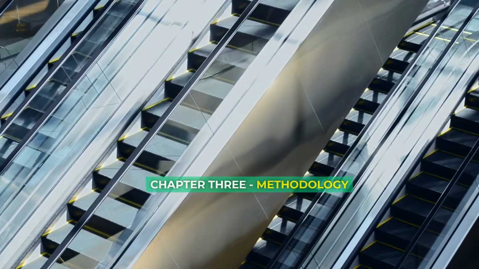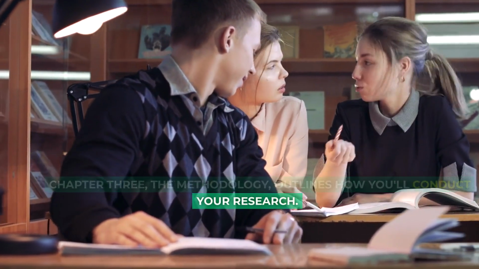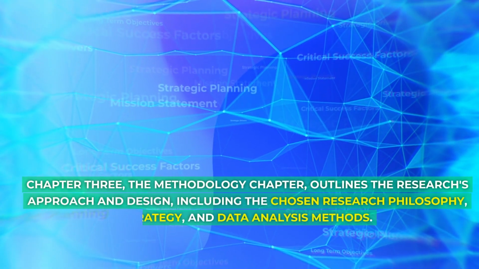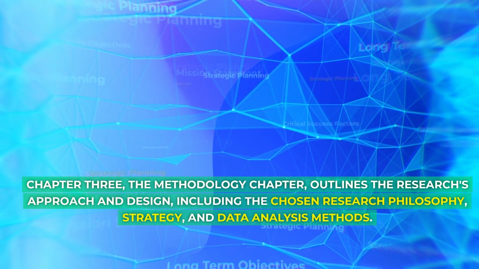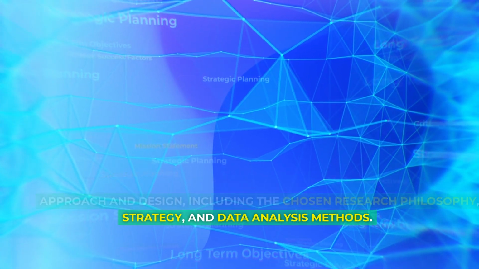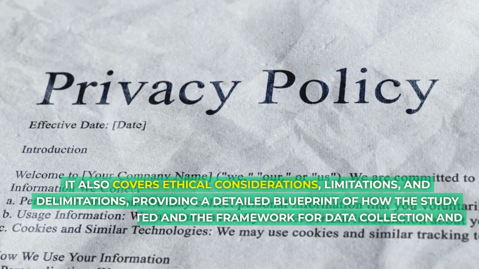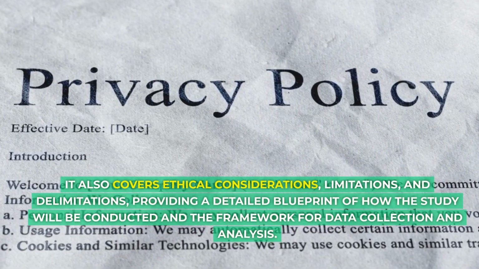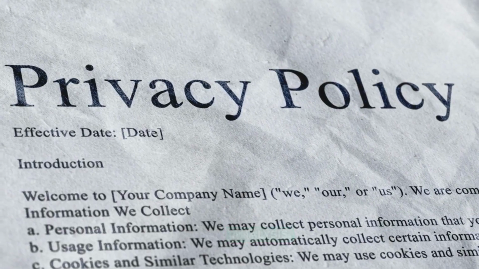Chapter 3, Methodology. Chapter 3, the methodology, outlines how you'll conduct your research. It outlines the research's approach and design, including the chosen research philosophy, strategy, and data analysis methods. It also covers ethical considerations, limitations, and delimitations, providing a detailed blueprint of how the study will be conducted and the framework for data collection and analysis.